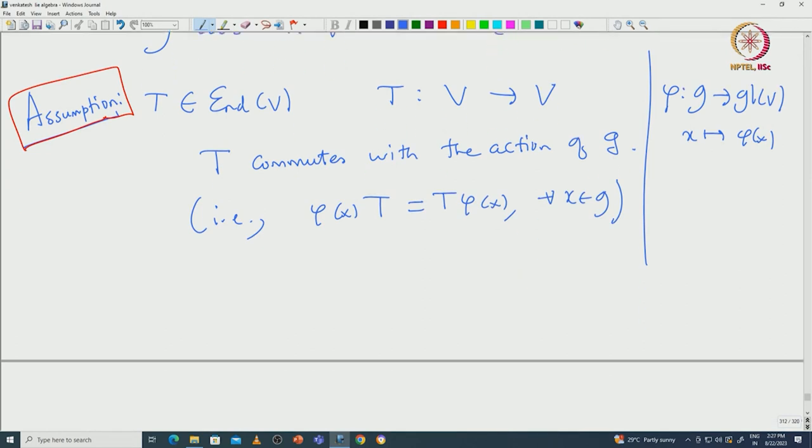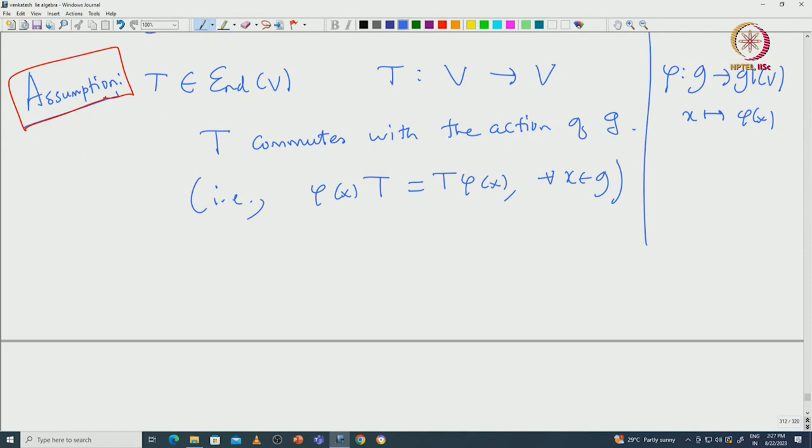So, in this case, because T is given to be a linear operator on capital V, we can talk about eigenspace decomposition or generalized eigenspace decomposition. So, that at least exists. For example, you can talk about primary decomposition or cyclic decomposition and so on. But let us see what is useful for us.